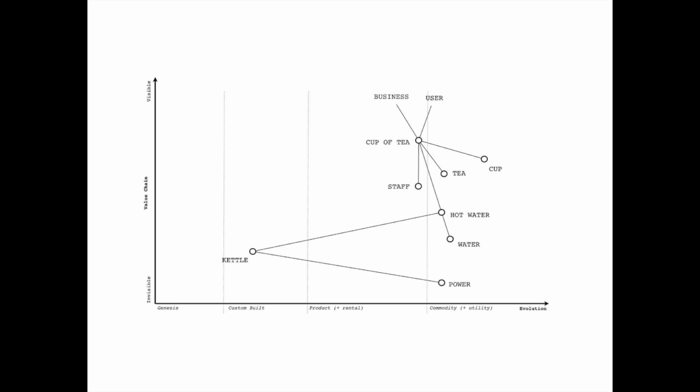And on the x-axis, you see the maturity of the components or the products of a service. And all technologies mature. Power, for example, there's a lot of things going on to get power from the outlet in the wall, but we don't think about it. It's just there. That's a commodity now. And in this example, the kettle is custom built. Why would a tea shop have a custom built kettle? Maybe it's a mistake, or maybe it's a strategic choice, that this is a boutique shop that also offers the kettle for sale. Or maybe that's their brand. So it could be by intention.